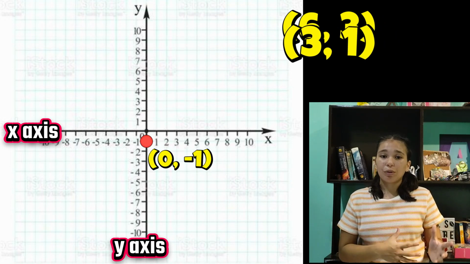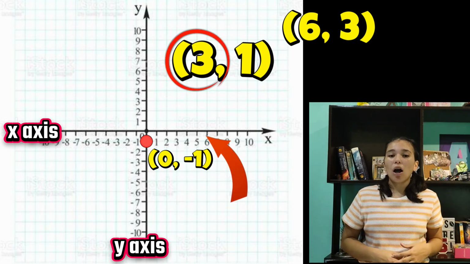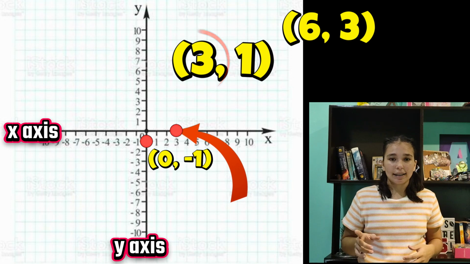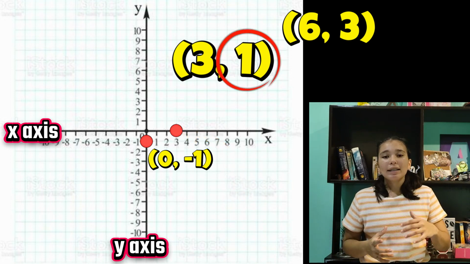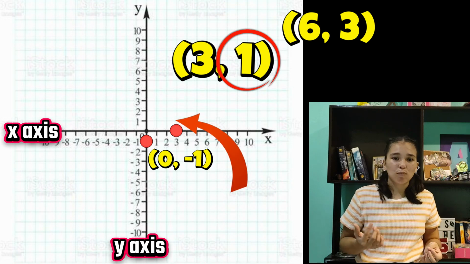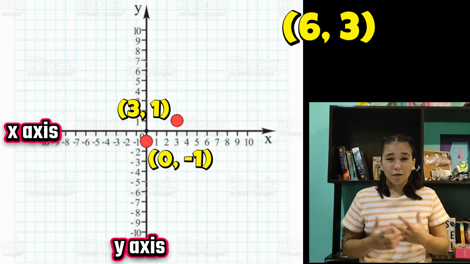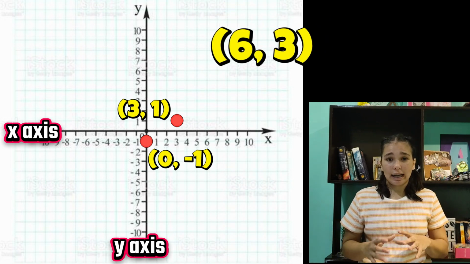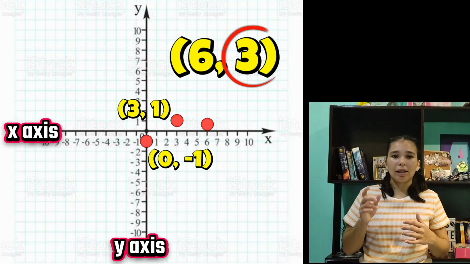Now let's graph 3, 1. So start with the x, which is going to be 3, and put it on the 3 part of the x-axis. Okay, now let's move on to the y part of the ordered pair. Since it is 1, that means you have to move up 1 or align yourself with the 1 on the y-axis. Finally, let's graph the ordered pair 6, 3. So remember, make sure the x is at 6 and the y is at 3.